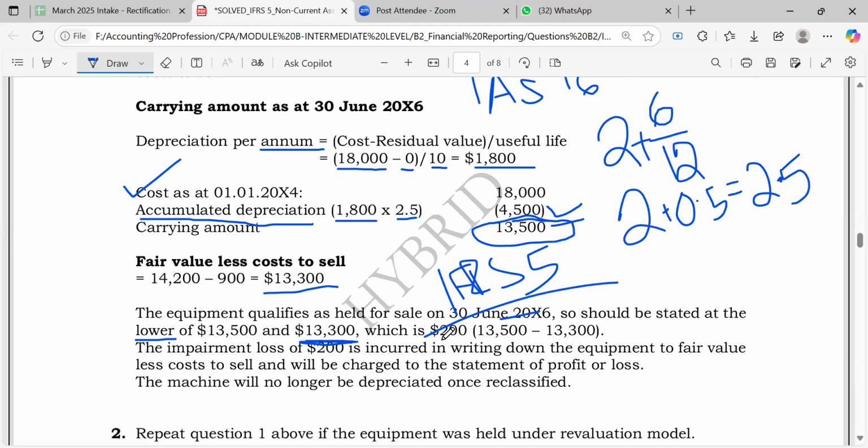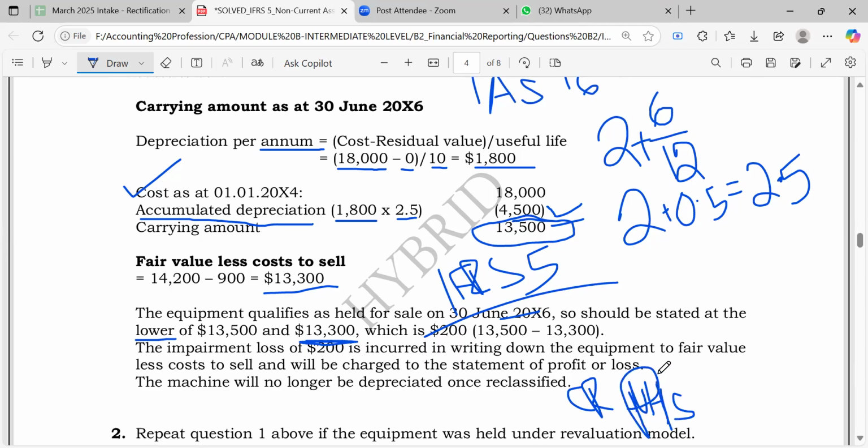And so what would I do then? I would credit 13,500. Yes, credit. You credit non-current assets held for sale. Or you remember, credit. Yes, you credit it by 13,500.